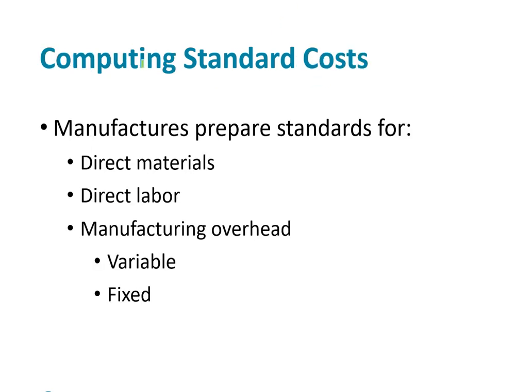So when you compute a standard cost, it goes back to the fundamental idea that we have direct material, direct labor, manufacturing overhead, and then we'll have a standard for both the variable manufacturing overhead and the fixed manufacturing overhead.